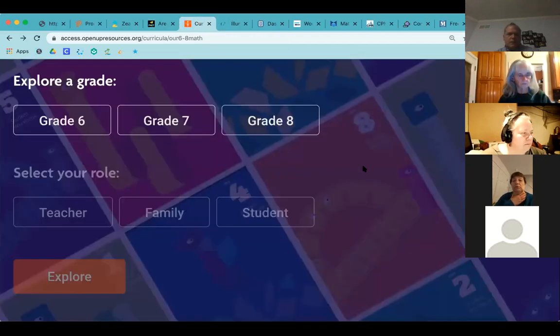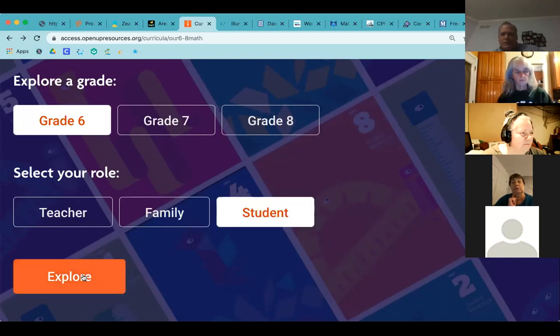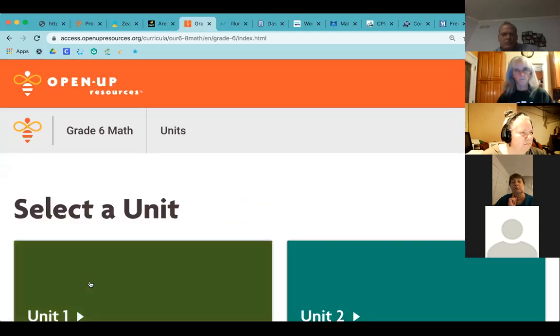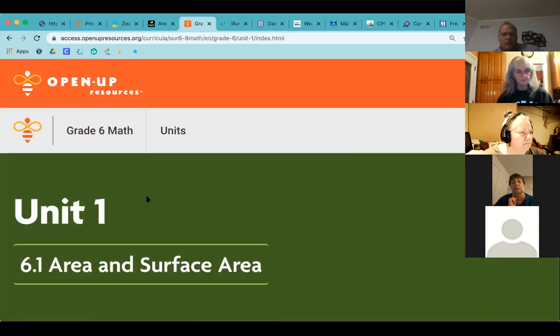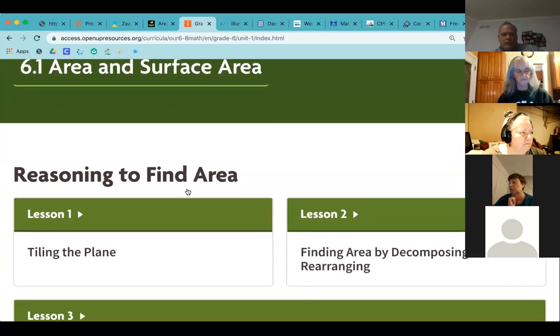The next one would be Open Up Resources, which is actually used by some of the districts here in Delaware as part of their math program. And this actually has lessons built right into it, where the student can go in. You can use it to teach a concept to the student, or just have the student go in and do practice problems.